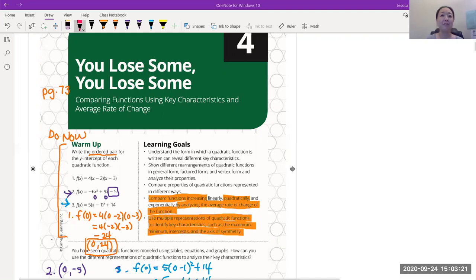All right, for the do now, it is going to be these three problems. If you were not here in class, make sure you do them. Or if you did not do them during class time, this would be a great time to do that. So remember, we're finding, write the ordered pair for the y-intercept of each quadratic function. So you are going to be finding the y-intercept, which means that the x, remember, is 0, because we're not going left or right of the y-intercept.